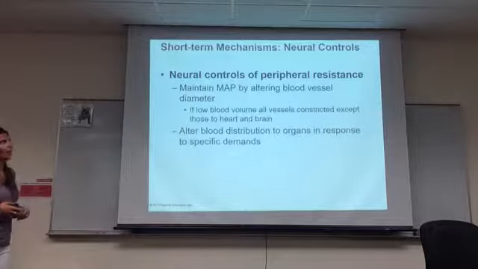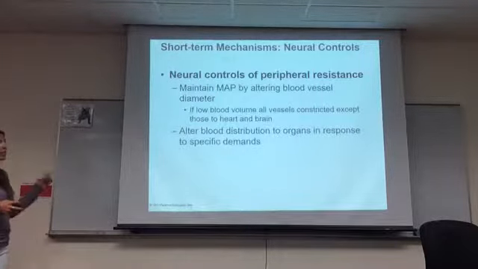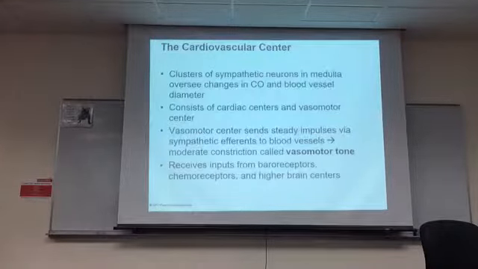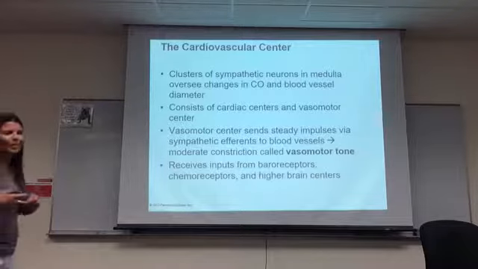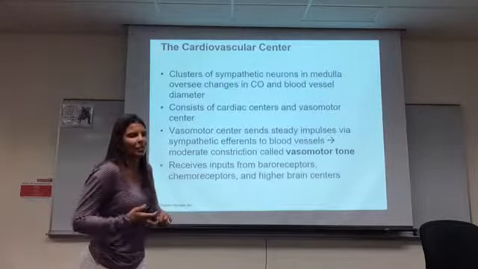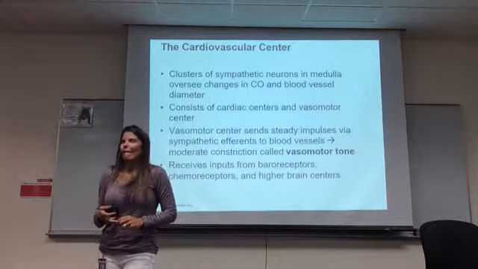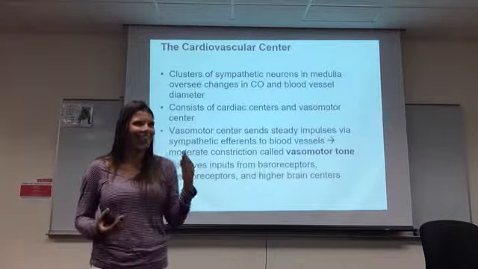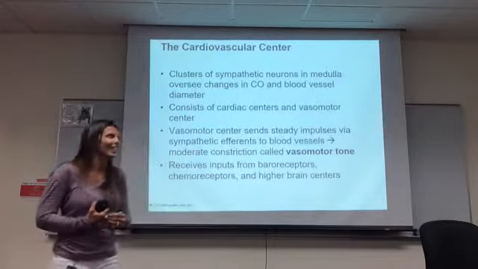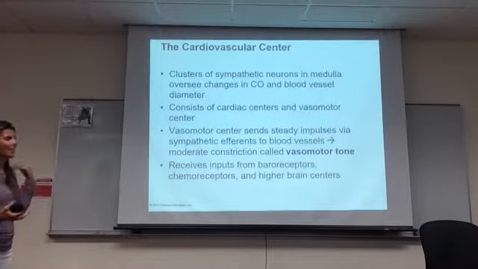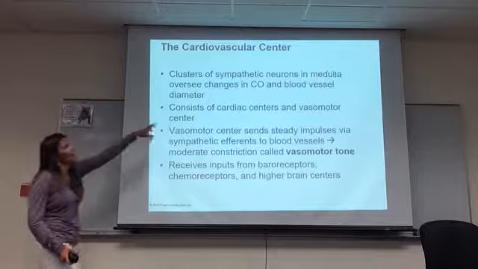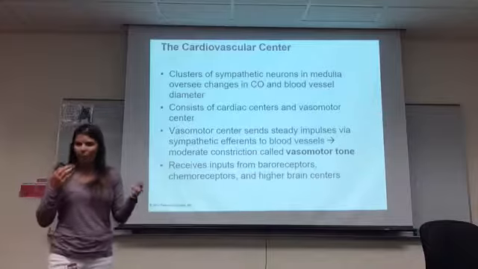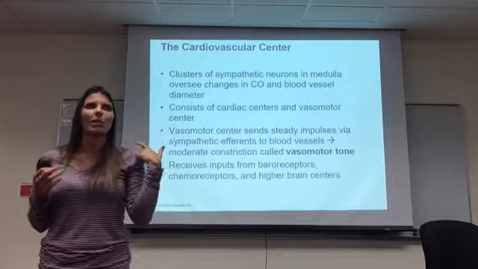So I actually already discussed this, but your neural control: your brain can tell you immediately to increase blood flow. Okay, do you remember where your cardiovascular center is? It's not your heart. It's in your medulla oblongata. The respiratory center and the cardiovascular center are in the medulla oblongata. So it mentions that the medulla controls that.